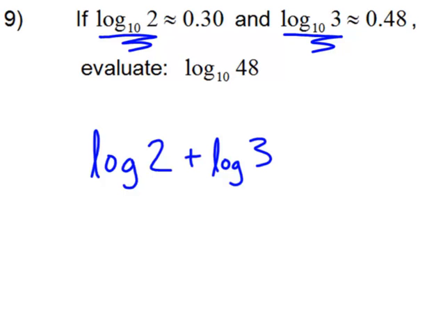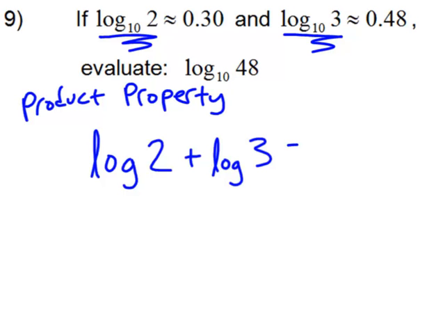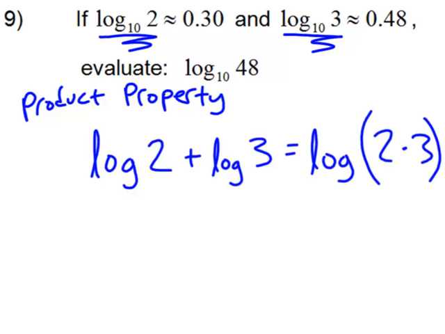And the idea is that there's something called the product property for logarithms. Sometimes people call it the product rule. I prefer to say product property, but I'll accept either one. If you have a logarithm plus another logarithm, then that gives you the logarithm of the product, 2 times 3. So a 2 here and a 3 here means that we have 2 times 3 here. That is our product property.